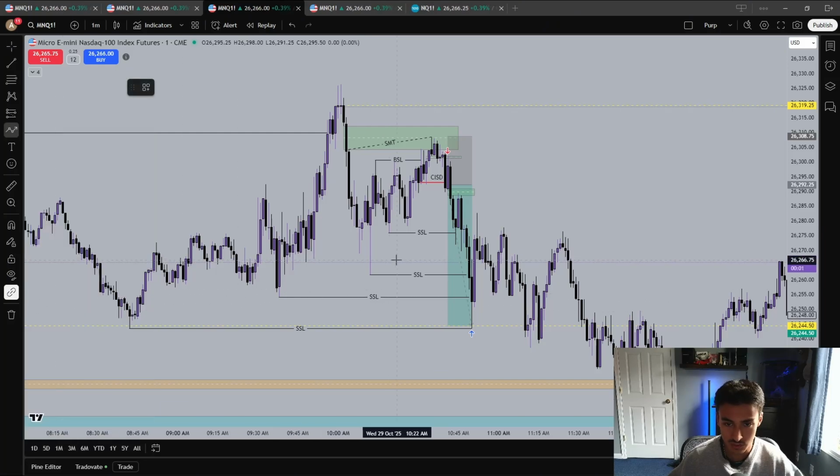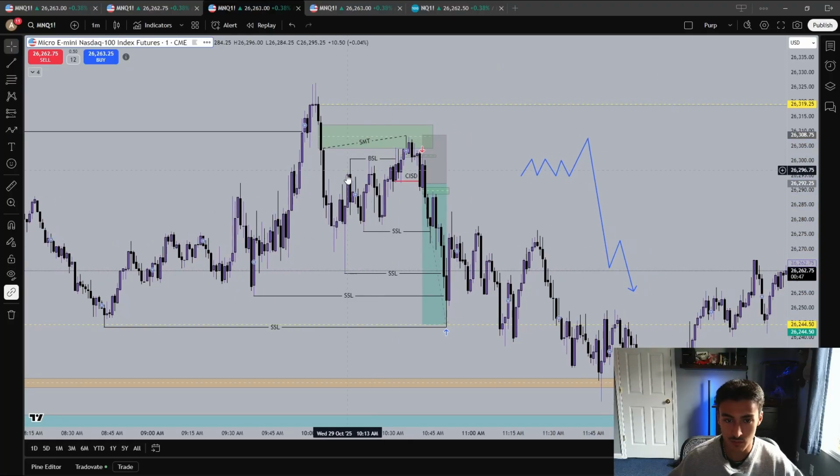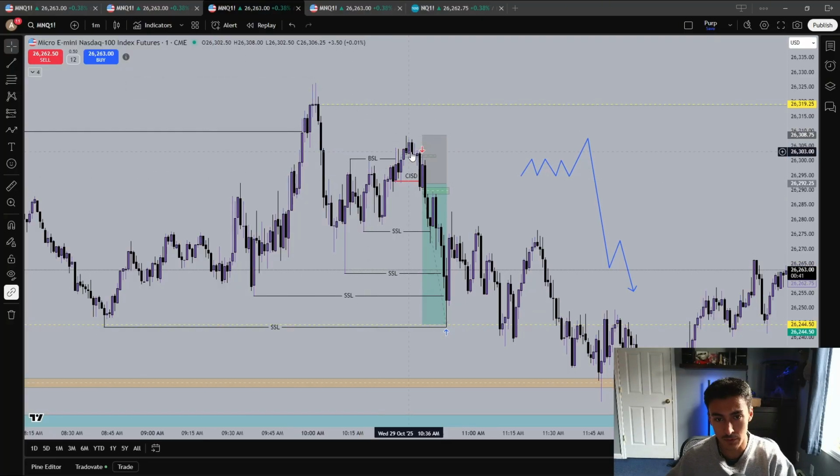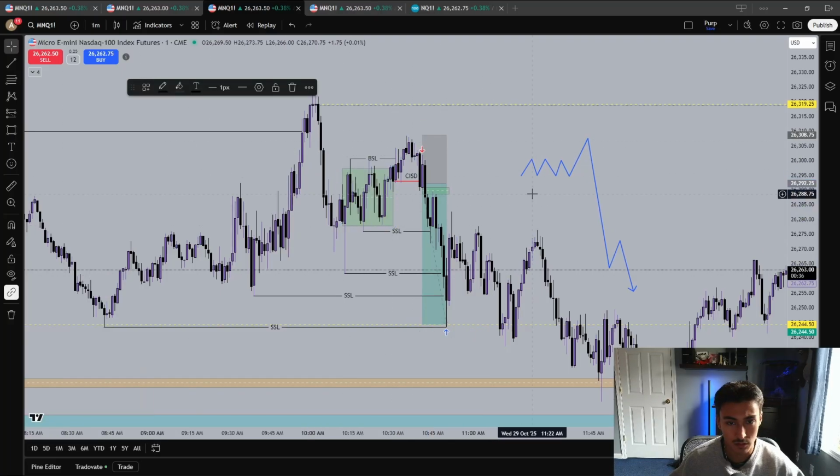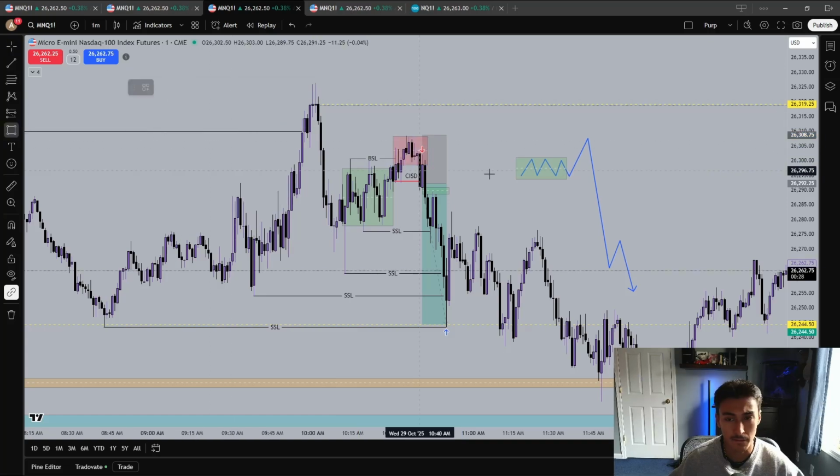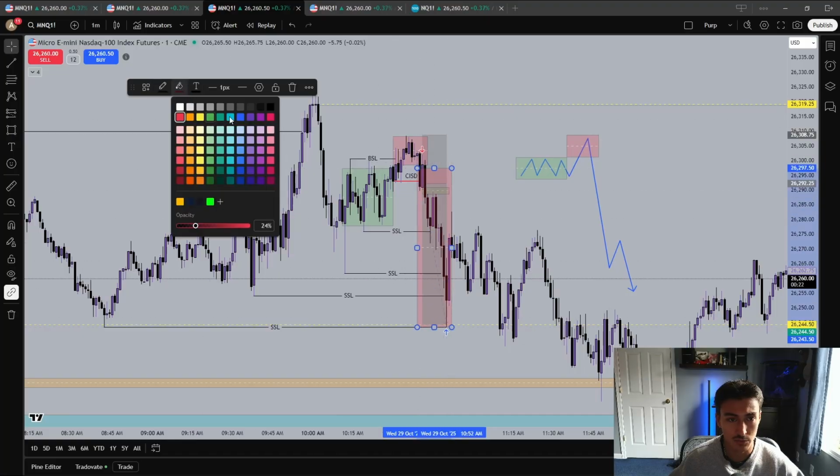So just to go over it one more time, we saw accumulation. We manipulated that buy side liquidity that was generated. And then we distributed lower. Okay, right here is our accumulation. All right, let me mark it out. There's your accumulation. Manipulated above the highs. And then we got distribution lower.